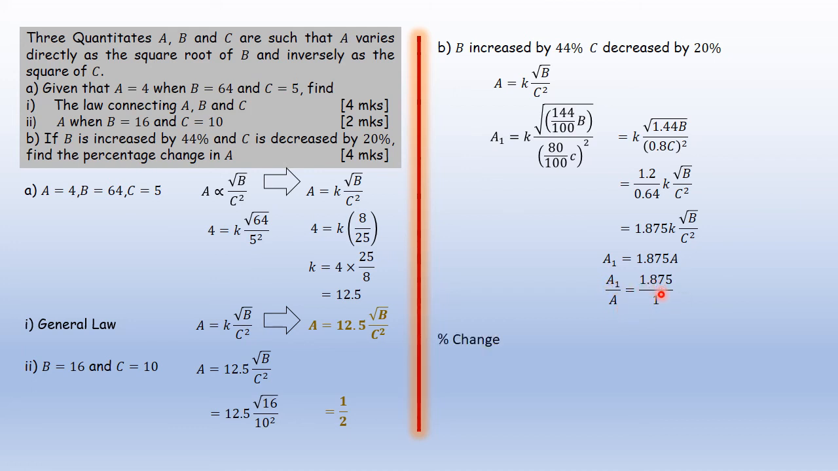So what's the change? The percentage change would be 1.875 minus the original, all over the original, times 100. And that's going to be 87.5% increase. That's how you should go about the question. However, when a student gets to even this point here, that A1 is equal to 1.875 K root B all over C squared, they should be able to give the answer right away at that particular point.